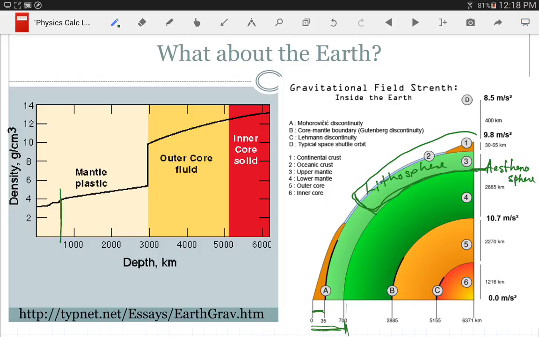I know, this isn't a geology class. I don't know why I feel compelled to make sure you understand the earth. But I do, because it's physics and the earth is part of what we study.